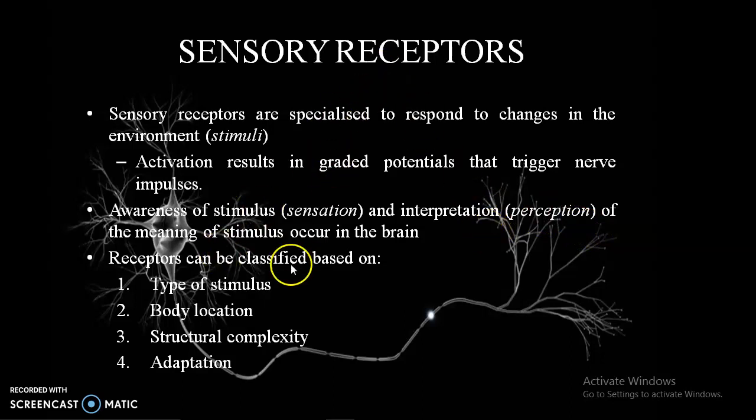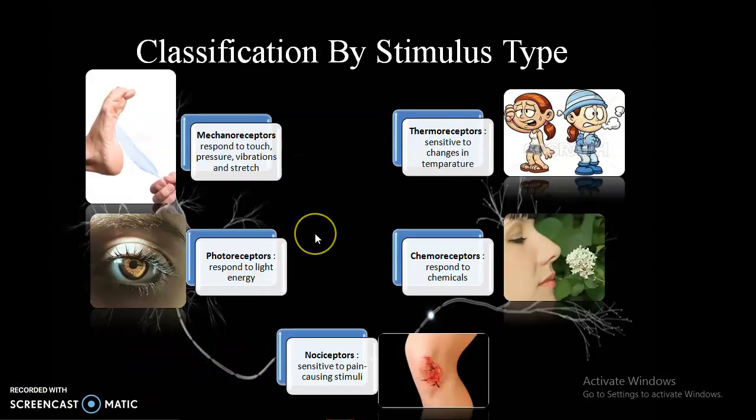Now, the receptors can be classified based on the type of stimulus to which they respond, body location, the structural complexity, and adaptation. So, we'll be studying all the receptor types based on these classifications. First one is the classification by stimulus type. So these are the 5 different types of receptors based on stimulus type: mechanoreceptors, thermoreceptors, photoreceptors, chemoreceptors, and nociceptors.